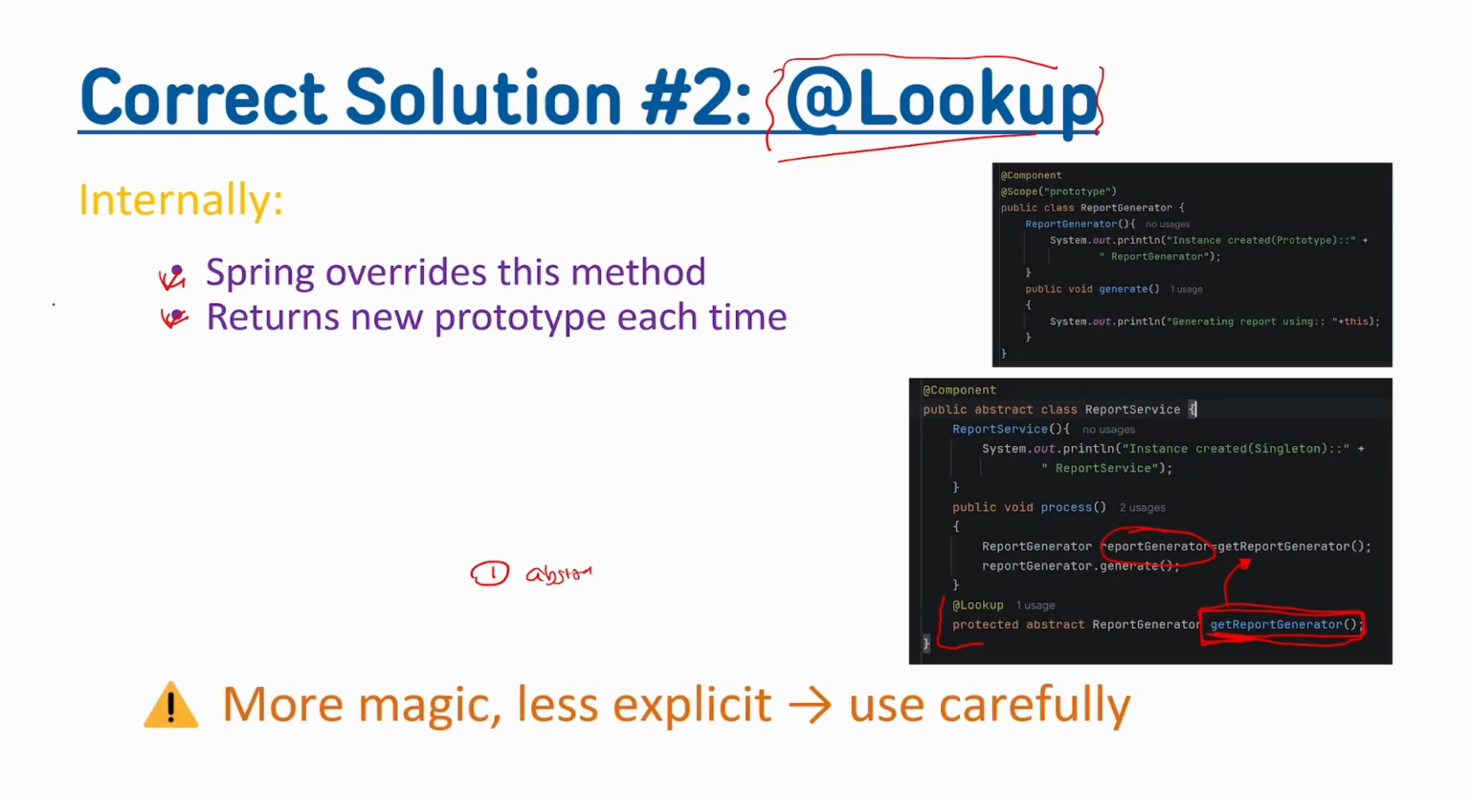Generally we should avoid this method because it seems like more magic and less explicit. So we should use it carefully, or avoid this approach. So these are the two ways we can use the prototype bean inside the singleton bean.